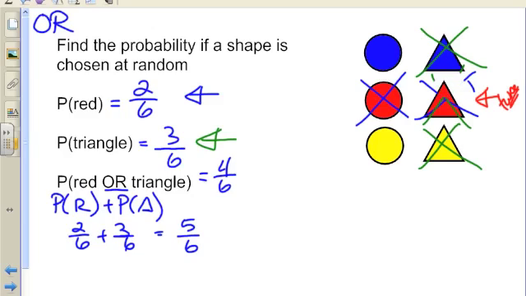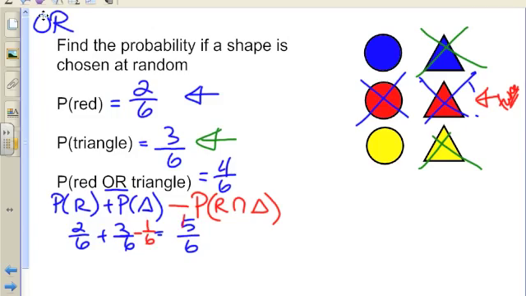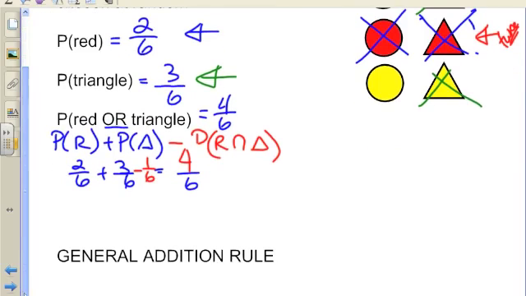I don't know if I can do that with this giant eraser. Okay, but one X has got to come off. It should only be X'd once. So what I'm going to do is add a little piece of information here. I'm going to subtract, right? That was like taking off the X, the things that are red and triangle. So if I subtract that one red triangle that got counted twice, that will give me the right answer here, 4 out of 6.